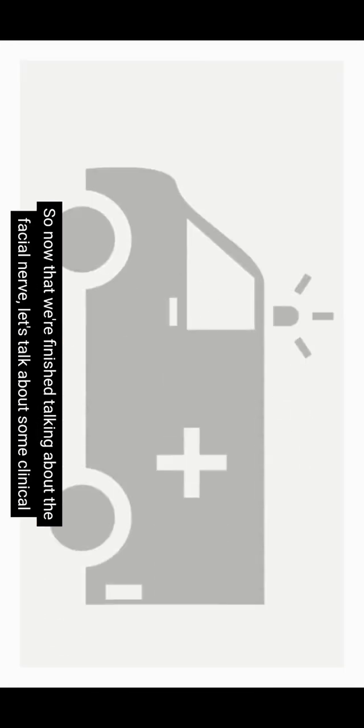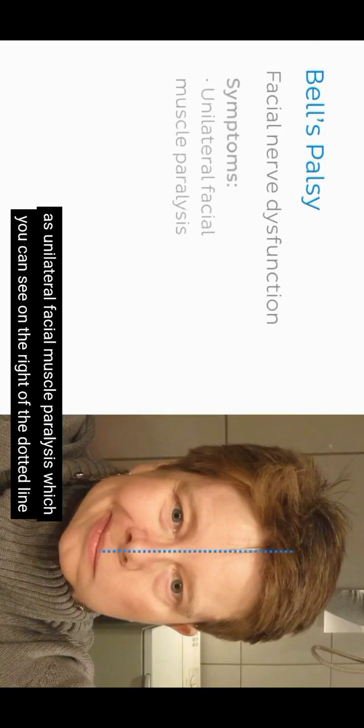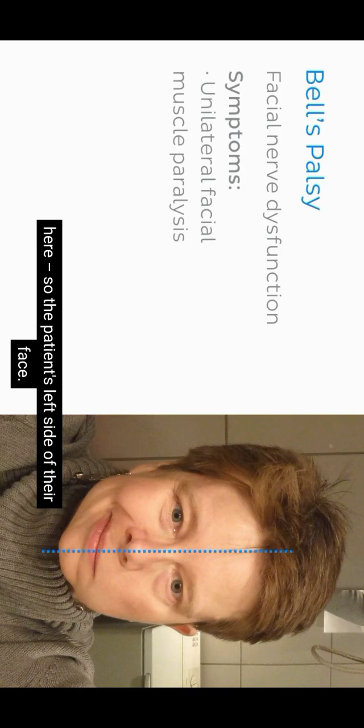So now that we've finished talking about the facial nerve, let's talk about some clinical notes. The most commonly discussed clinical scenario to do with the facial nerve is a condition called Bell's palsy, which is a dysfunction of the facial nerve that usually presents as unilateral facial muscle paralysis, which you can see on the right of the dotted line here, so the patient's left side of their face.